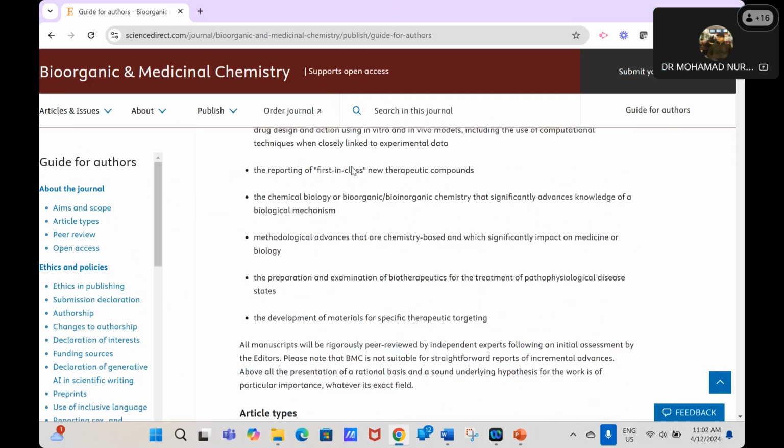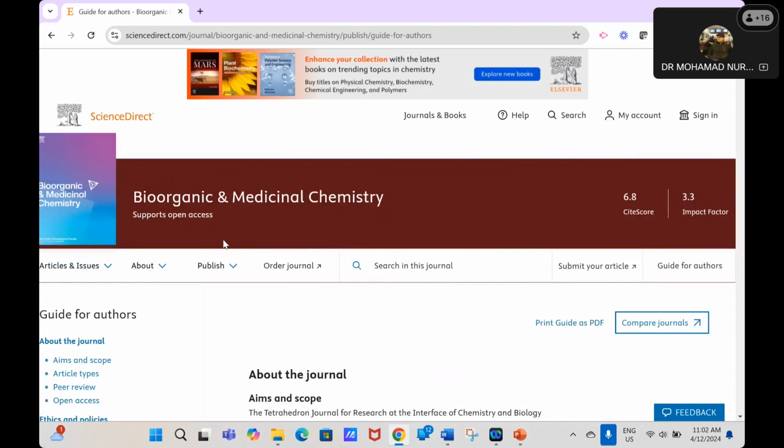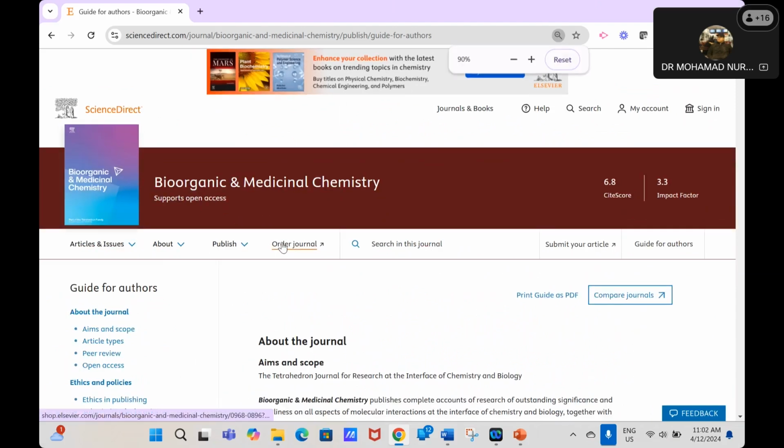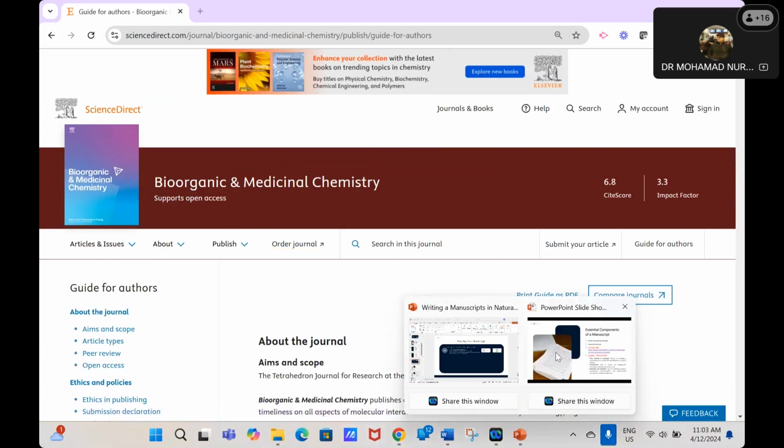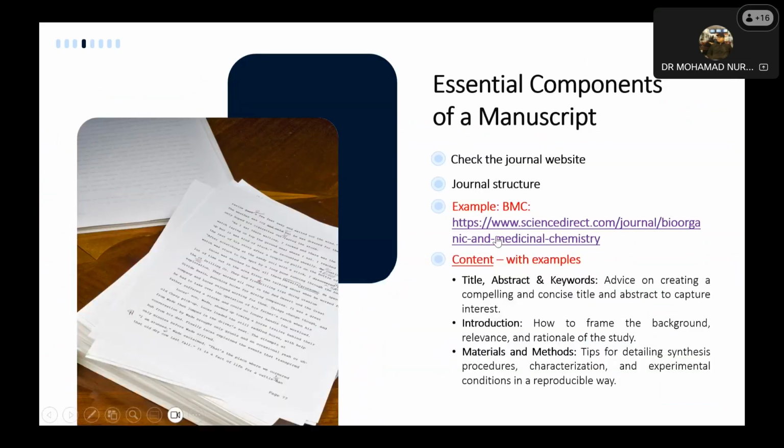So, okay, this is an example of guidelines for Bioorganic and Medicinal Chemistry. So next, what we have here, okay. So the content with examples, okay. So normally what we need is the title, abstract, and the keywords, and advice on creating a compelling and concise title and abstract to capture the interest. Okay, so normally for the title, abstract, and keywords, this is very important to capture the interest of readers to choose our paper. Okay, make sure you know how to do it.